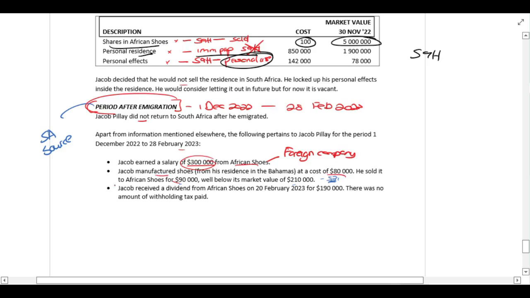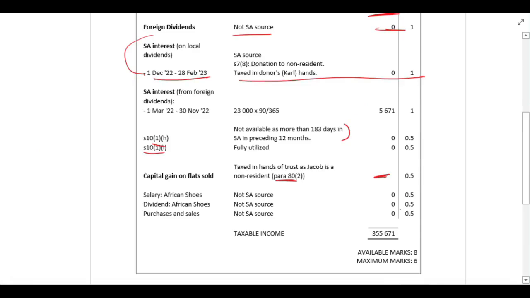And then he received a dividend from African Shoes. He's a non-resident receiving a foreign dividend. So all of these, not a South African source.